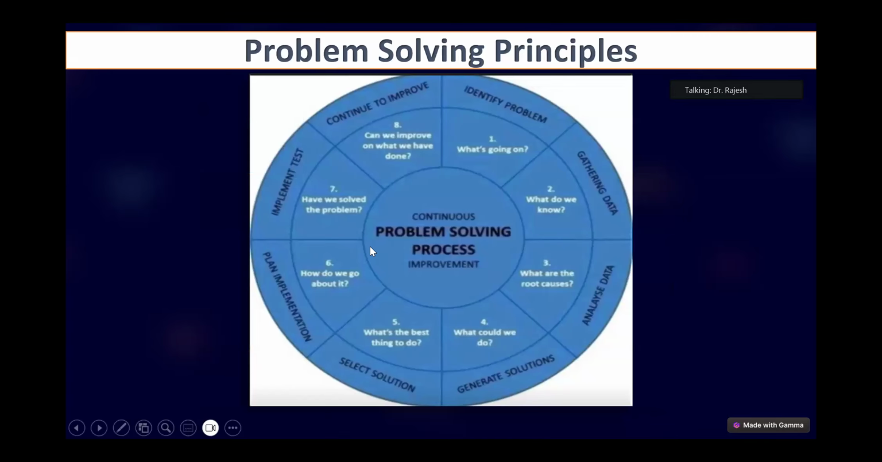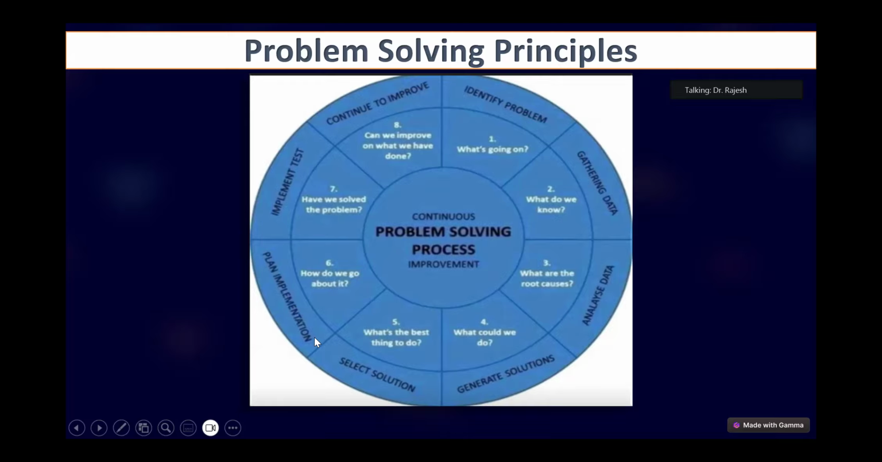So for problem solving, the same thing: how are we going to identify? First you identify a problem. Based on the identification, you collect the data to support your assumption, and analyze the data. From there, you create a solution. When you create a solution, it cannot be only one; it may be multiple. Go and talk to the team involved in it. They will have multiple ideas. From there, you identify the best idea and then plan implementation.